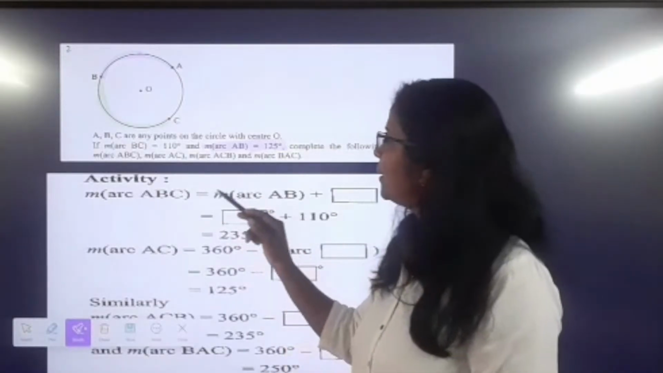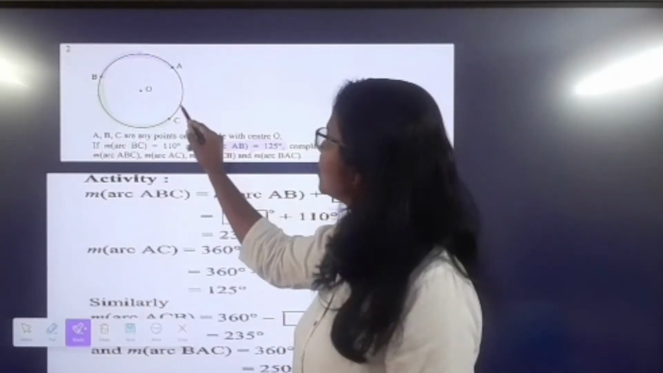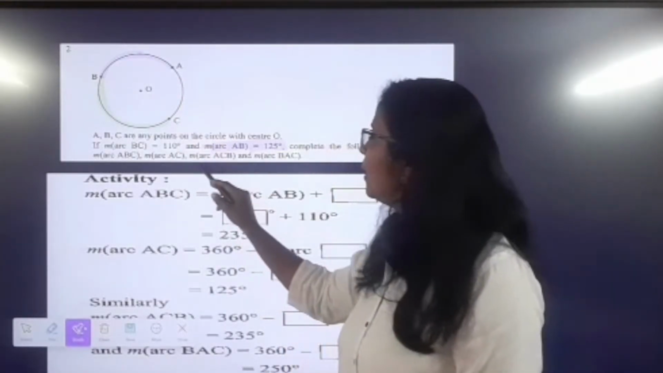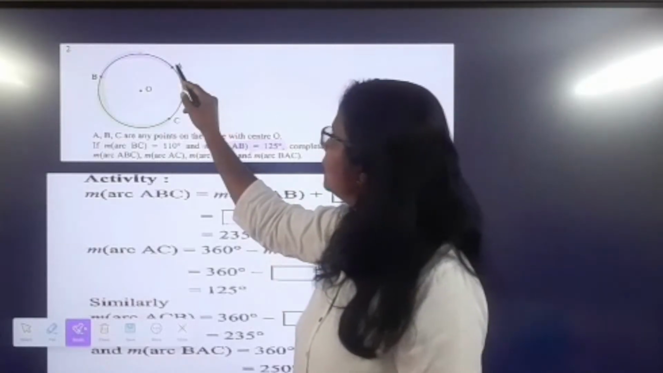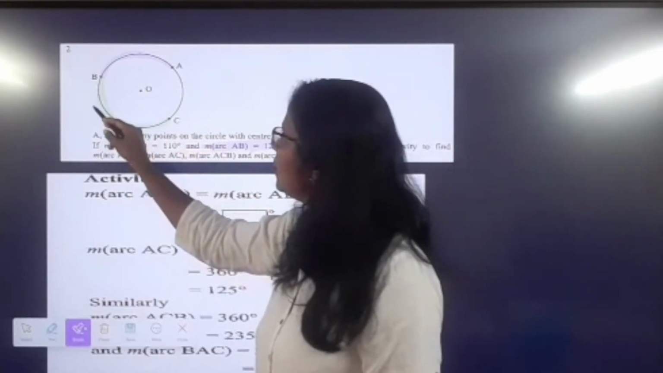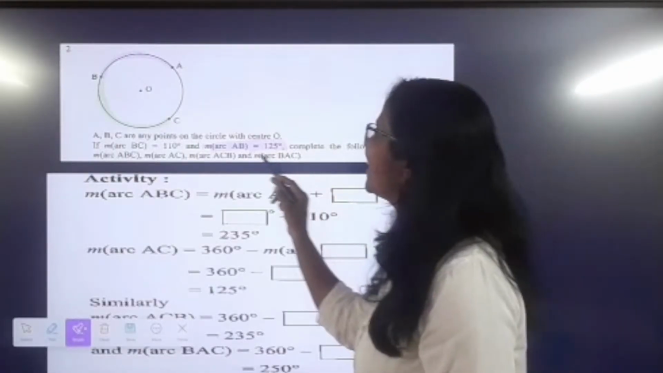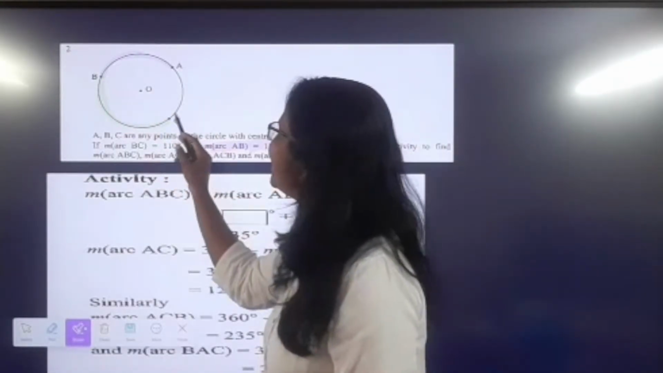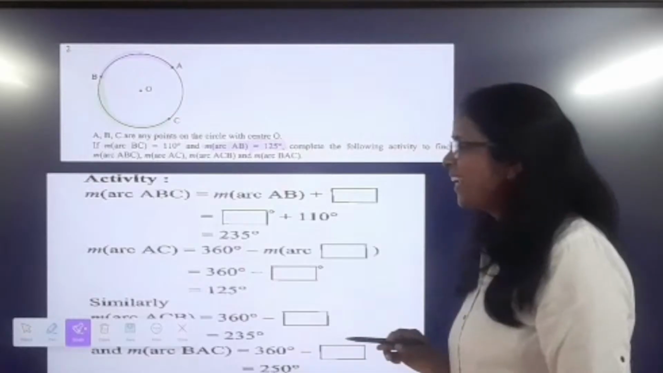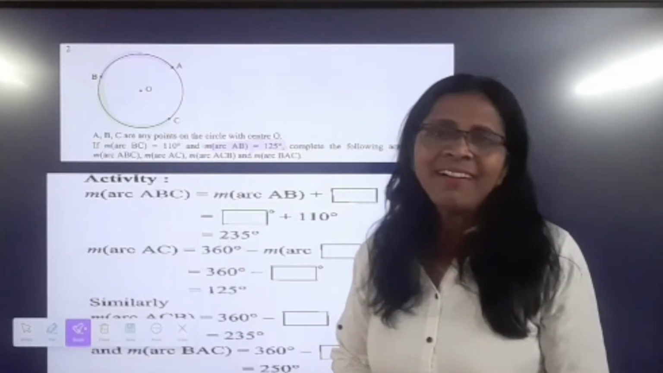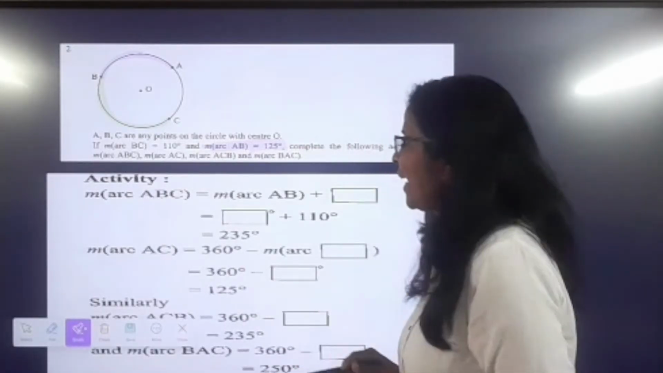Then we have to find out major arc AC, this arc. Then major arc ACB, this one, major arc ACB. And as well as major arc BAC. Okay students, so for that there is an activity. See that activity.